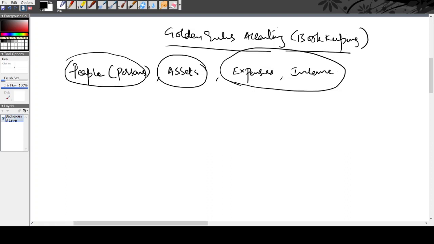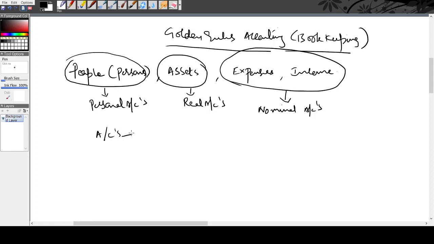Now, in the accounting language, we call the persons as personal accounts. We call the assets as real accounts, and the information relating to expenses and incomes is called the nominal accounts. Now, a question comes to our mind: what is this term accounts? I'm just spelling it here. It is ACCOUNTS, accounts. It's a plural form of account. Now, what is this account or accounts we are talking about?